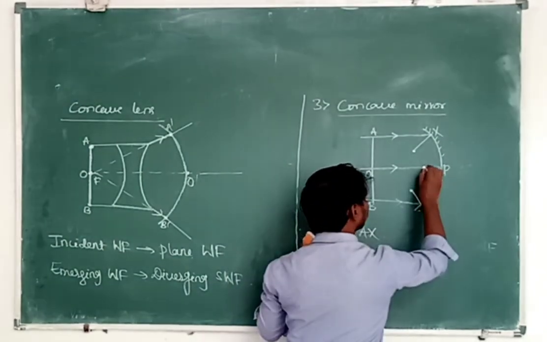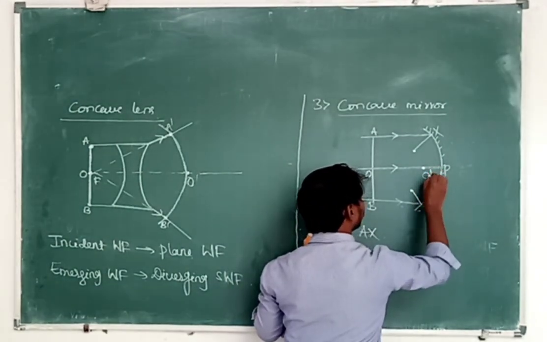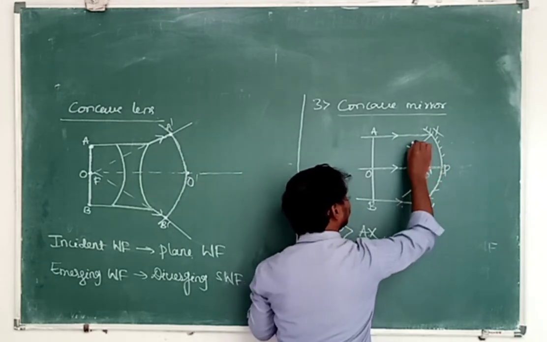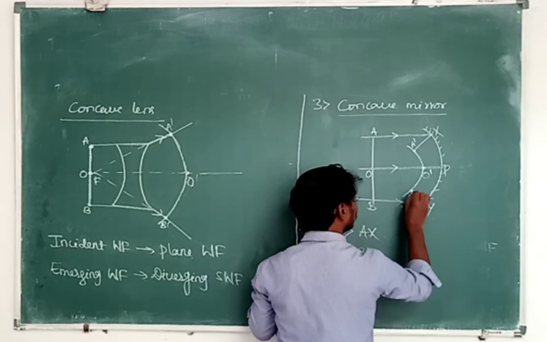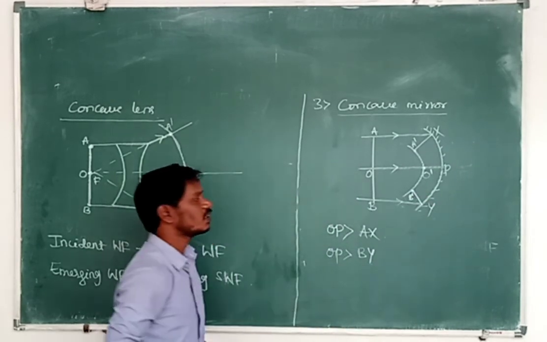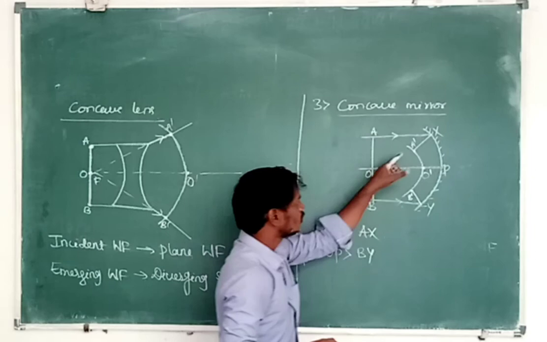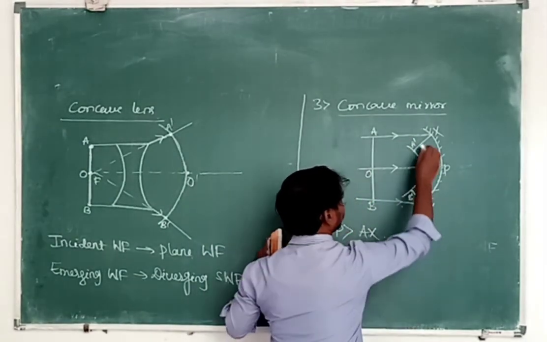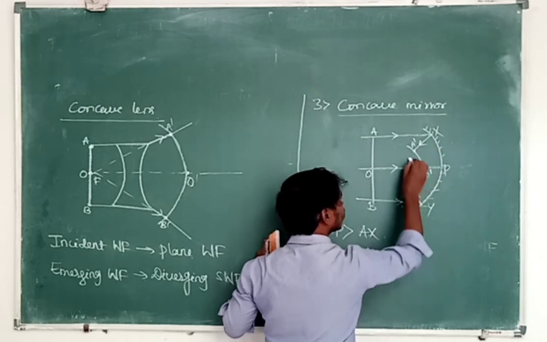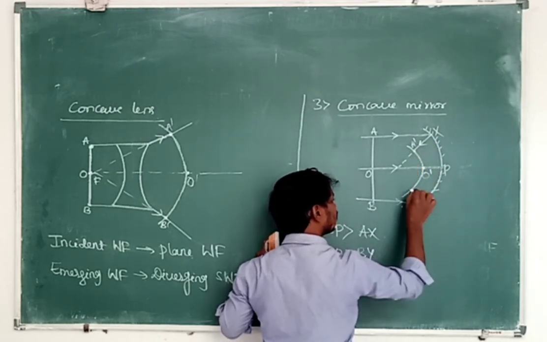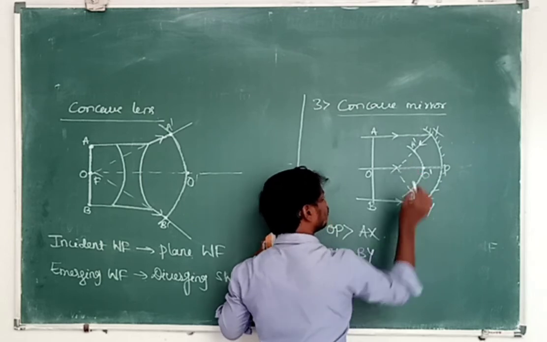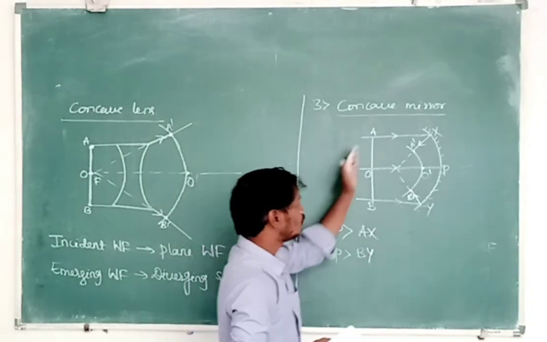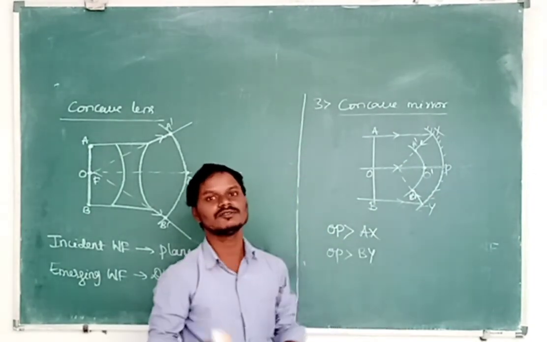It is delayed, so here I will take it as O dash. Then I will take A dash and B dash, and join the points here. Then which type of wavefront is formed here? It is a spherical wavefront, and it is a converging spherical wavefront. Incident wavefront is plane wavefront, but reflected wavefront is converging spherical wavefront.